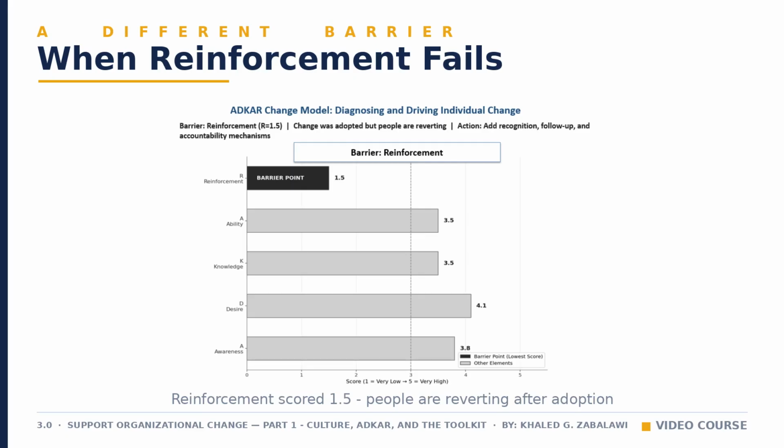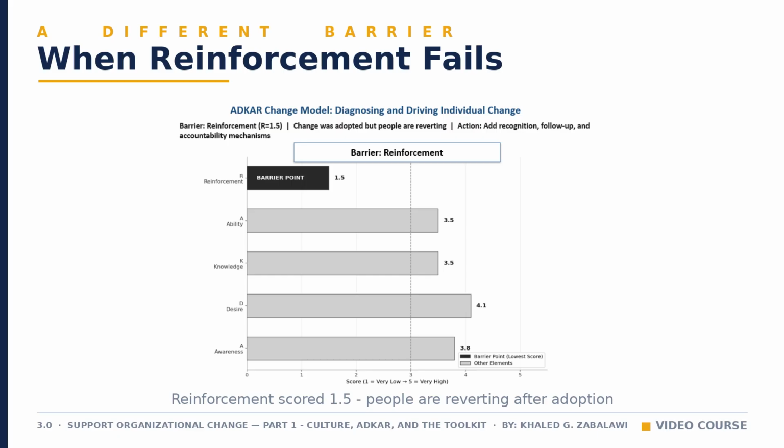Now compare this second profile. Desire is strong at 4.1, and knowledge and ability both sit around 3.5. This group wanted the change and could perform it. Yet reinforcement scores only 1.5, the lowest of the 5. This pattern tells a specific story. The change was adopted, and now people are reverting to the old way. That is not a training problem or a motivation problem. It is a follow-up problem.